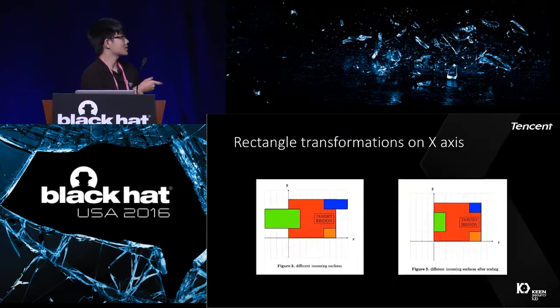And these two figures illustrate how a normalization occurs. The red rectangle is the target surface to be drawn on, and the green rectangle and the blue rectangle are two logical surfaces provided by the user, which will be normalized to be drawn on the target region, which is the target surface.